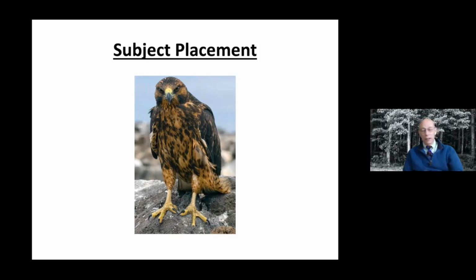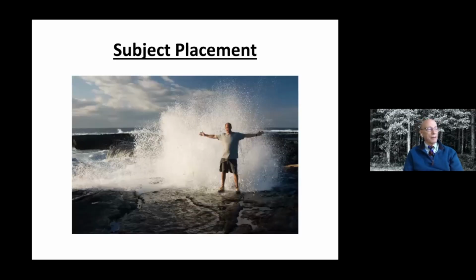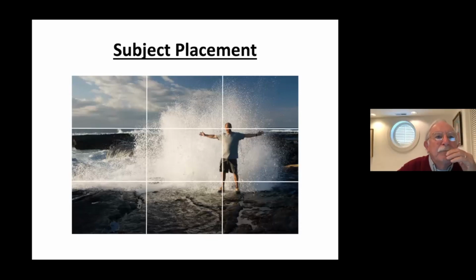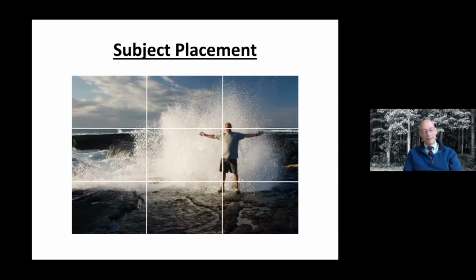So, okay, next one. So, rule of thirds? Absolutely. Yes, yeah. Right. Spades. No question about it. Okay. So let's take a look at these next.